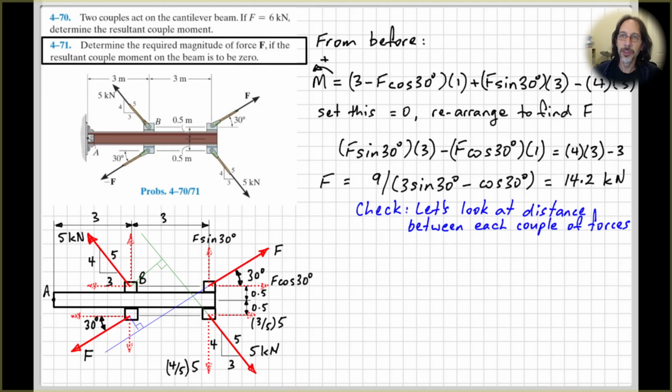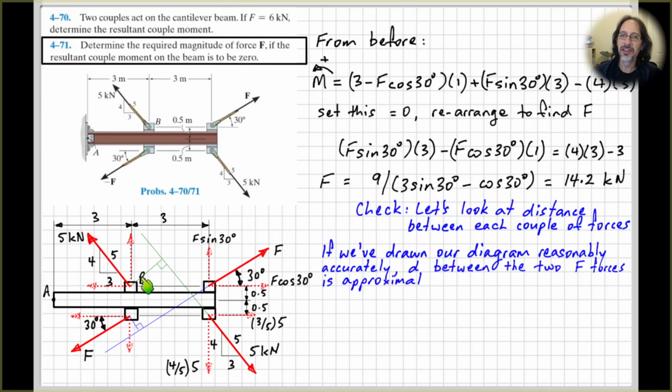And if you've drawn your diagram reasonably accurately, you should be able to see that the length of this distance here is about a third the length of this one. Right? So therefore, if we want the net moment of these two couples to be 0, so these two forces are 3 times further away than this one, or than these two forces are. So therefore, we need this force here to be approximately 3 times greater than this force, which is what we got here.